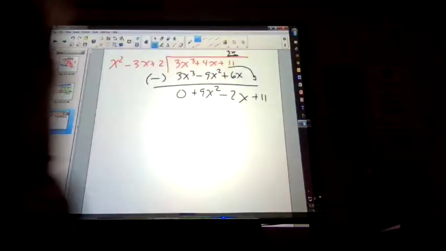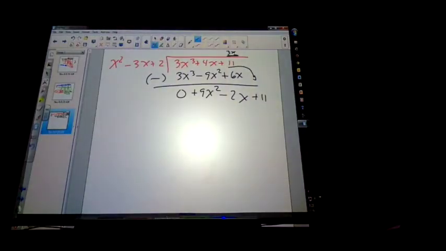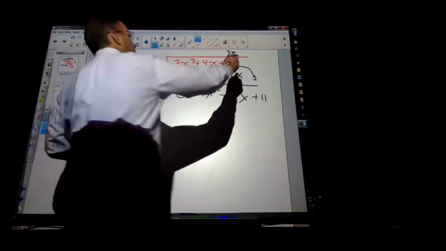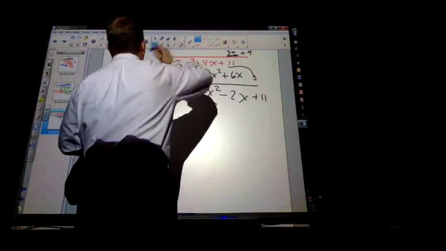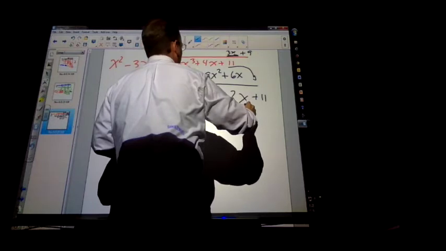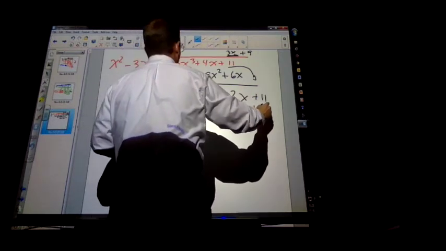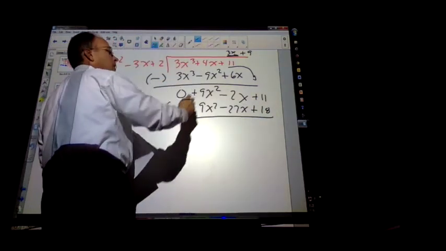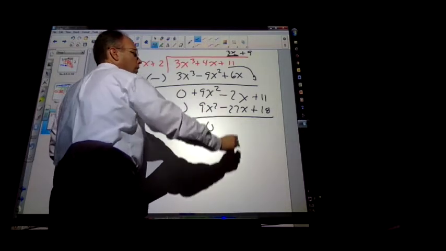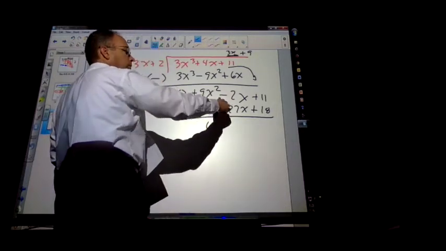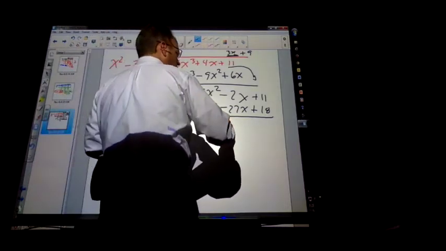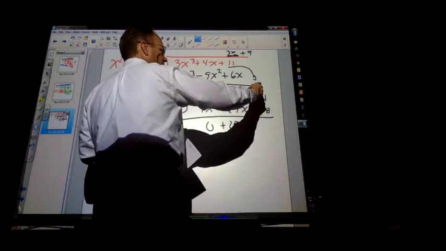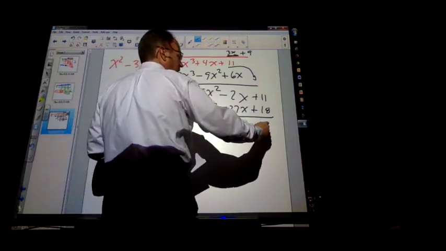So now, what do I have to multiply times x squared to get 9x squared? 9. So 9 times x squared is 9x squared. 9 times that is negative 27x plus 18. Subtract them. So those are gone. That's a 0. That's going to give me negative 2x plus 27x, 25x, positive 25x. And then 11 minus 18 is negative 7.